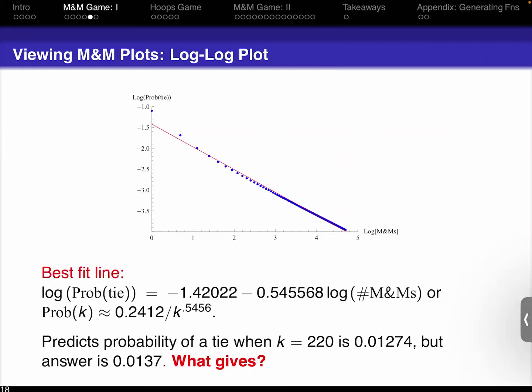So if I plug in 220, I get the probability of a tie is 0.01274. The correct answer is 0.0137. Now, when I say what gives, do you think that's a positive remark about what I'm doing or a negative remark? Negative, right? Does that have to be a negative remark when I say what gives? No, but you interpret it as a negative remark. Did I do a good job or not?